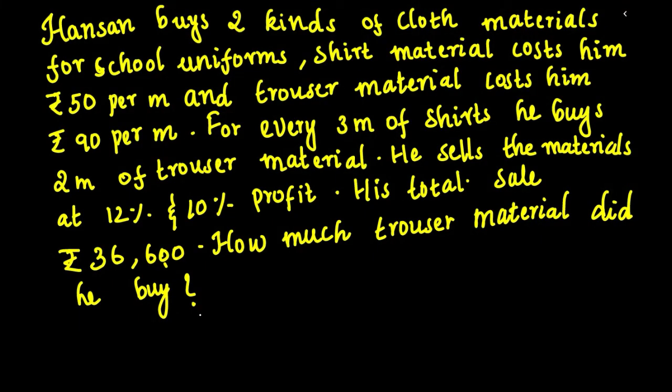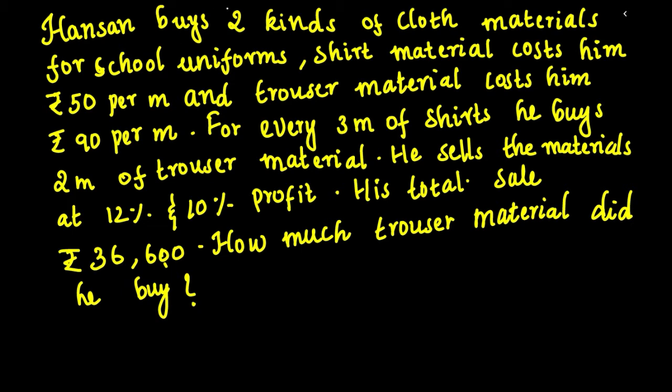We are going to solve a new problem. Hansen buys two kinds of cloth materials for school uniforms. Shirt material costs him rupees 50 per meter and trouser material costs him rupees 90 per meter, and for every 3 meters of shirt he buys 2 meters of trouser. We don't know particularly how many meters of shirt and trouser he bought. Then he sells the materials at 12% profit and 10% profit, and his total sale is 36,600.